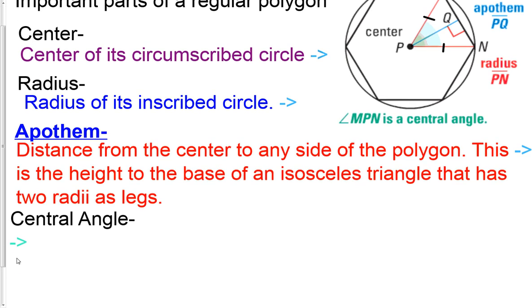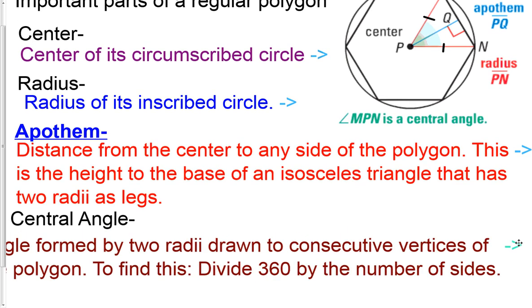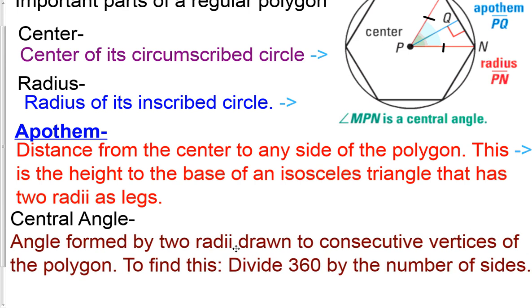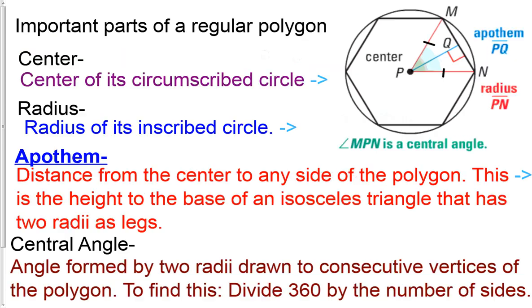Now, central angle is the angle formed by 2 radii drawn to consecutive vertices of the polygon. To find this, what we're going to do is take 360 divided by n. Well, what's n? N is the number of sides. So what they're talking about here is this angle right here between 2 radii, right? Line to this vertex, line to this vertex. So this would be a line to both vertices, and the angle between them would be our central angle, as it says down here in green.